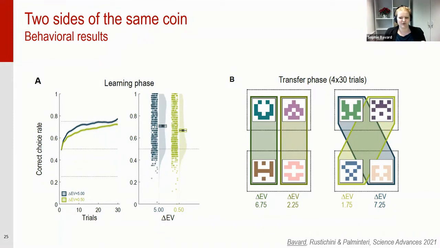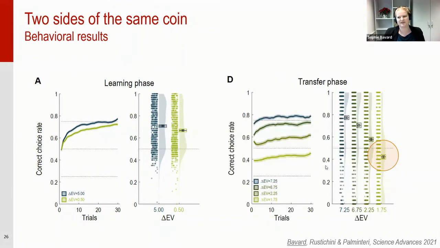Now in the transfer phase, remember this time, we don't have an estimation for each symbol. We have a correct choice rate for each of the 4 reshaped contexts. And this is what we found. I want to draw your attention to this performance here in the last context that I showed you, where on average participants were below chance level, which means that on average, they have chosen the option with the lowest expected value, which is what we expected from the previous literature and the previous study that I presented to you.